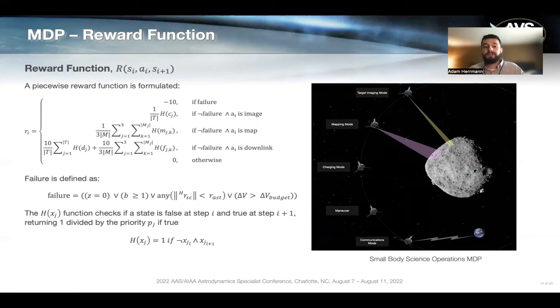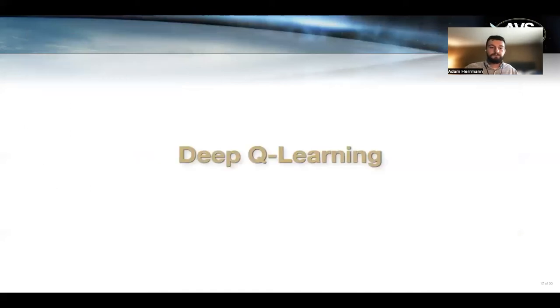We do something similar for the mapping mode. So we just loop through all the mapping points. Were they mapped, yes or no? Okay, here's a small reward bonus. And then if we enter the downlink mode, we loop through all of the imaging targets and the maps, and we return a large reward bonus for any that were successfully downlinked. If none of these conditions are true, we just return 0 reward.